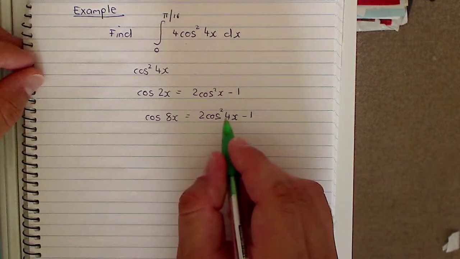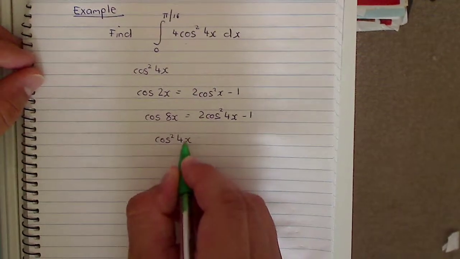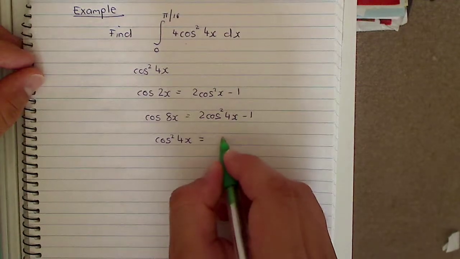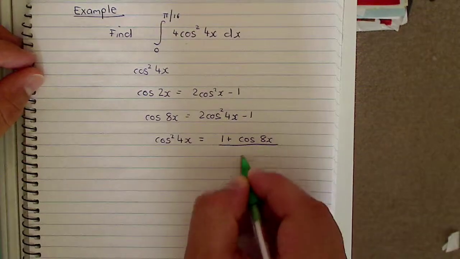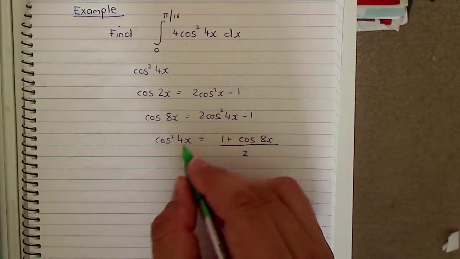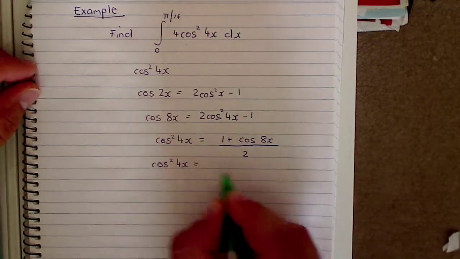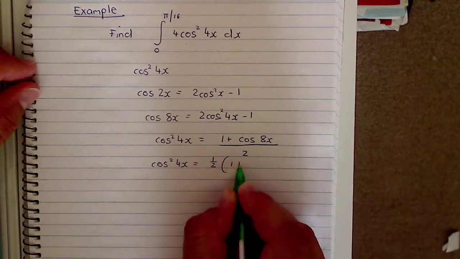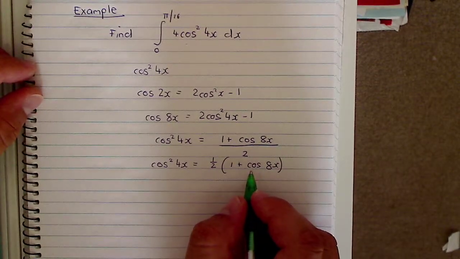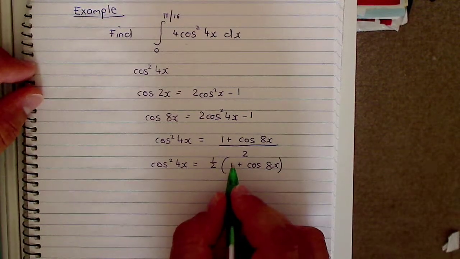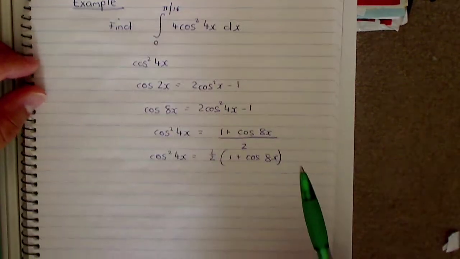Now, if we solve for cos squared 4x, we get cos squared 4x equals 1 plus cos 8x over 2. You move the 1 over, it becomes plus, divided by 2. Same thing, you can factor out the half, so you get half of 1 plus cos 8x. So that's what you have to do first. You have to know this before you can even attempt to answer this question. So what are we going to do now?